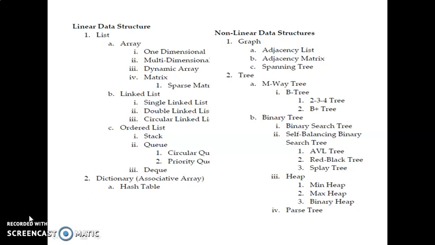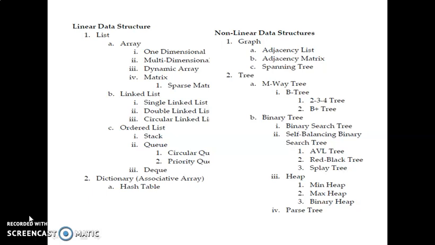Okay, right. So these are the linear data structure and non-linear data structure examples. Linear data structure has a list, and the second one is a dictionary. The list is classified into three types: array, linked list, and ordered list. In the array we have one-dimensional array, multi-dimensional array, dynamic array, matrix, and sparse matrix; everything is present in the array. Linked list: single linked list, double linked list, circular linked list. Then ordered list: stack, queue. Queue includes circular queue, priority queue, and DQ. Dictionary is an associative array, associated with the array type, and also a hash table. So all of this is called linear data structure.